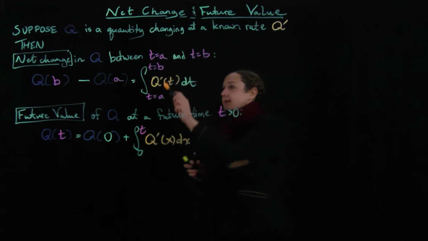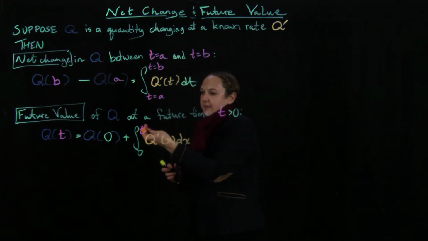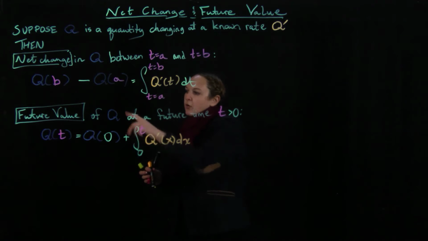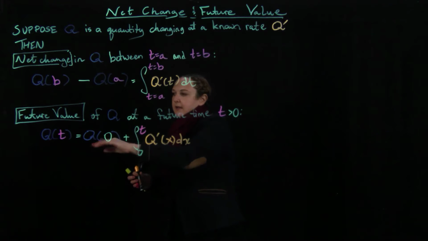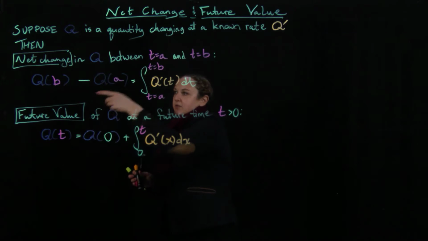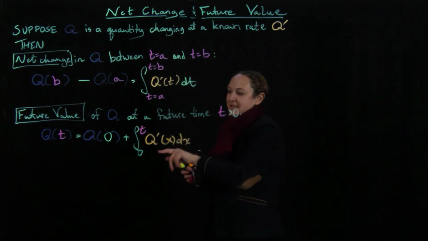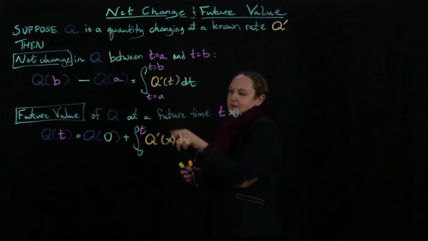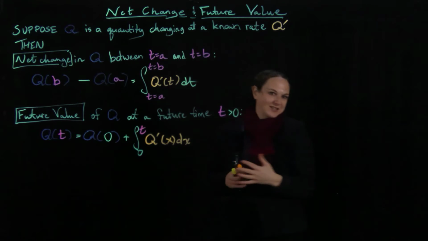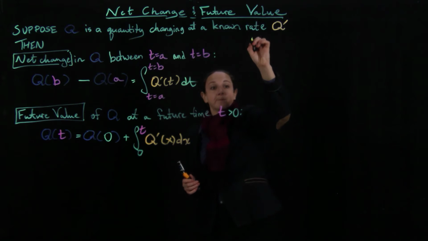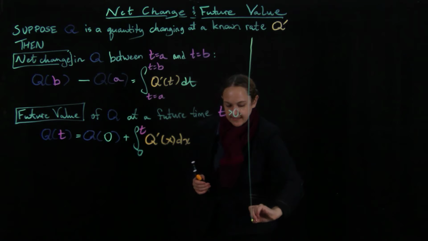Okay, but otherwise you can tell that these look the same. I've just said at a particular time t, I want to know what this future value is. And so if I move this over to the other side, this would look exactly like that, except that this would be like my b and this would be like my a. So I had to change the dummy variable because my b is called t. But that's the only difference. Otherwise, this is exactly like from before. So let's do an example.